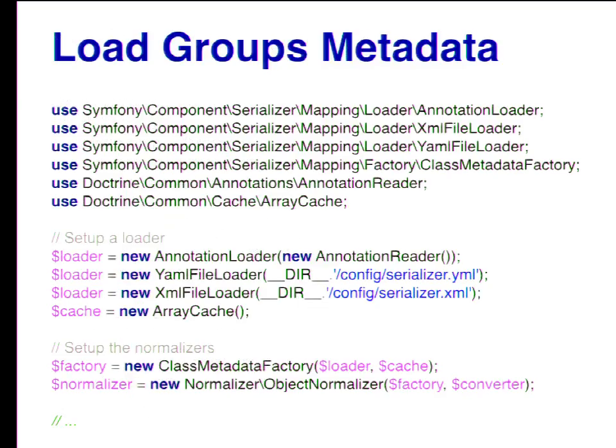Then creating or setting up your serializer becomes a little bit more complicated. So you need to set up the metadata loaders that you want to use. You don't have to use all of them, of course. So if you just use annotations, you don't need the XML file or the YAML file loader. So you basically configure your annotation loader, attach that to your class metadata factory, and then pass that in as the first parameter to the object normalizer. And you just need to do that once, of course, in your code or when you set up your service. And there you go. You now would have support for this group feature.